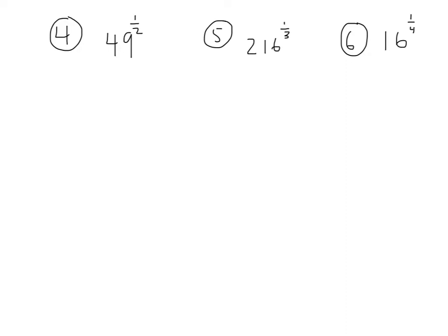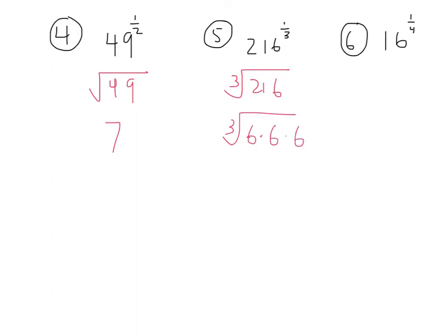So 49 to the 1/2, that just means the square root of 49, which is 7. 216 to the 1/3 power, that just means the cube root of 216. 216 we know is 6 times 6 times 6. So the cube root of that, or just saying we want 1/3 of those factors, would just be 6.